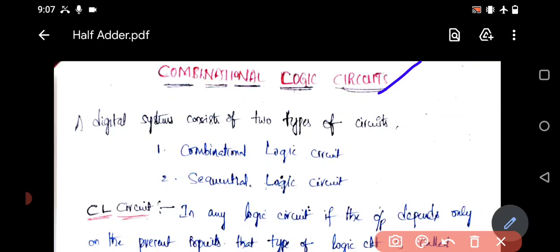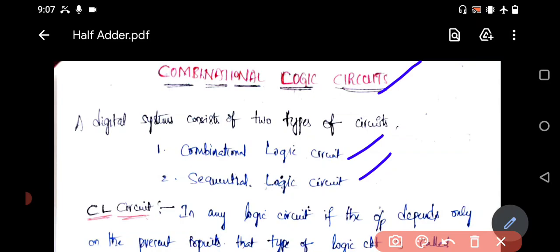Today's session we are going to talk about digital circuits. Generally, digital circuits, that is digital systems, can be classified into two categories: combinational logic circuits and sequential logic circuits.